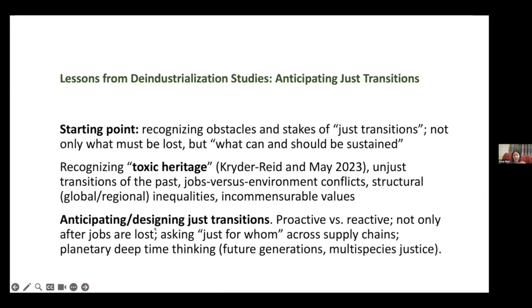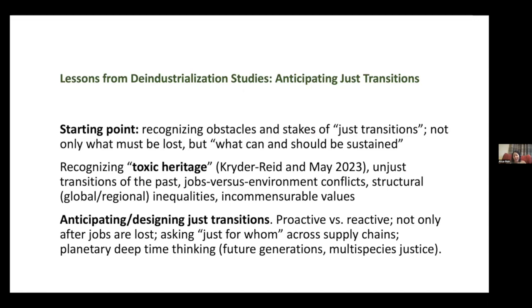But I think there are some really important lessons to be learned from the mistakes of the past, and also from the things that were beautiful and we want to keep from the past, from deindustrialization studies. So I think it's important to think really long and hard about what the obstacles are, but also what the stakes are in just transitions. And I think also it's not just about what is lost, to flip Rebecca Elliott's idea, but it's also about thinking about what can and should be sustained.